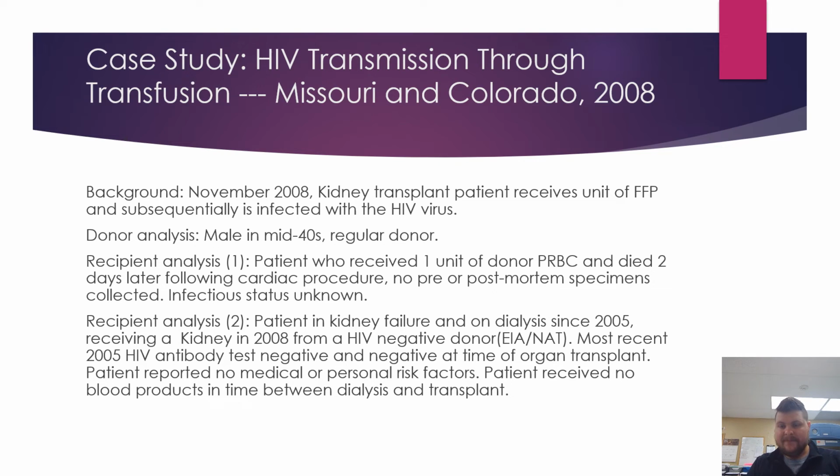And then we're going to look at our main point of this case study, the recipient analysis 2, who we're denoting as patient 2. Patient in kidney failure and on dialysis since 2005, receiving a kidney in 2008 from an HIV-negative donor at EIA and NAT. Most recent 2005 HIV test was negative, and at the time of the organ transplant, our patient reported no medical or personal risk factors. Patient received no blood products in the time between dialysis and transplant.